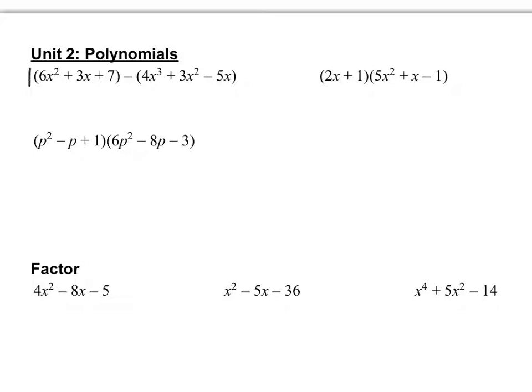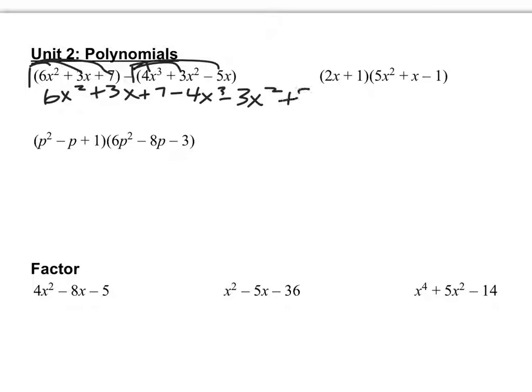So in this problem, I only have a 1 in front of my first parentheses and a negative 1 in front of the second. When I multiply the first parentheses by positive 1, nothing changes, so I just copy it down. When I distribute negative 1, it's going to change my signs. And now I can combine like terms.